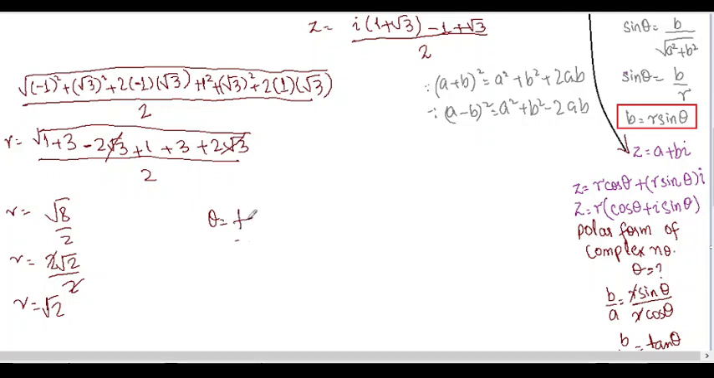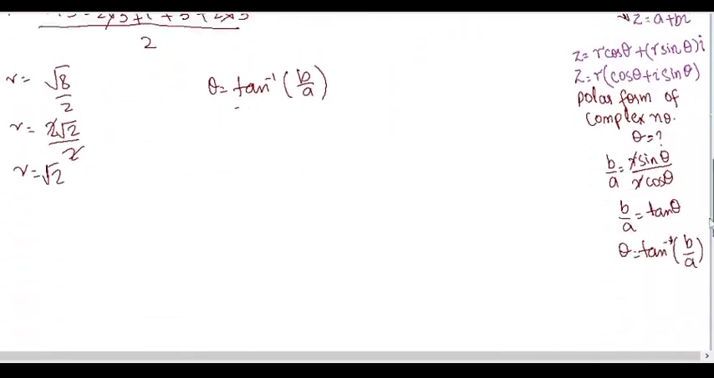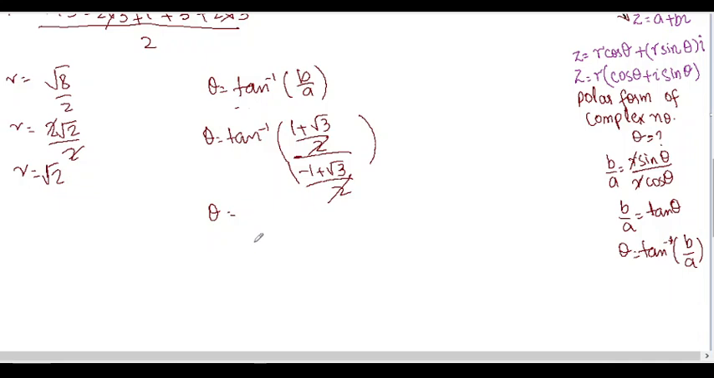So theta equals tan inverse b by a. What was b and what was a? b was (1 plus square root of 3) whole divided by 2 and a was (minus 1 plus square root of 3) whole divided by 2. So theta equals tan inverse of (1 plus square root of 3) whole divided by 2, which is b, and whole divided by a, which is (minus 1 plus square root of 3) whole divided by 2. Okay, this 2 and this 2 cancel, so we get theta equals tan inverse (1 plus square root of 3) whole divided by (minus 1 plus square root of 3).